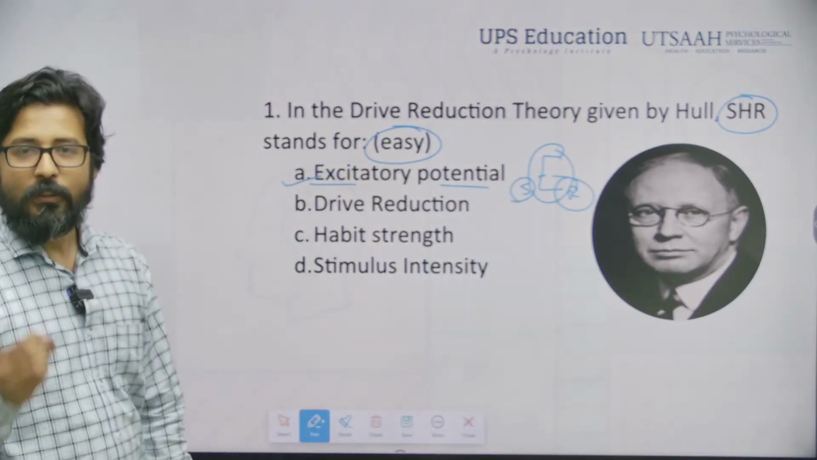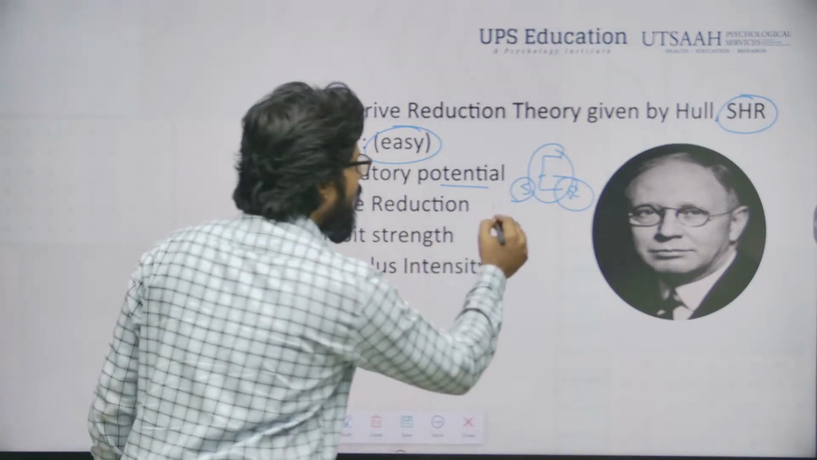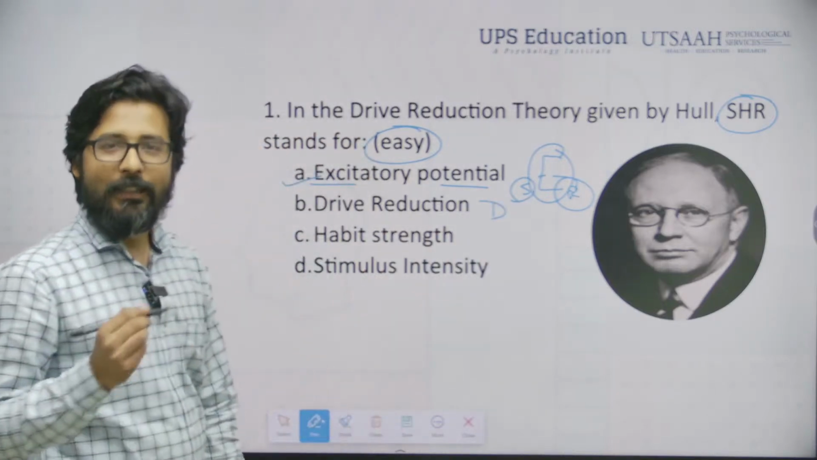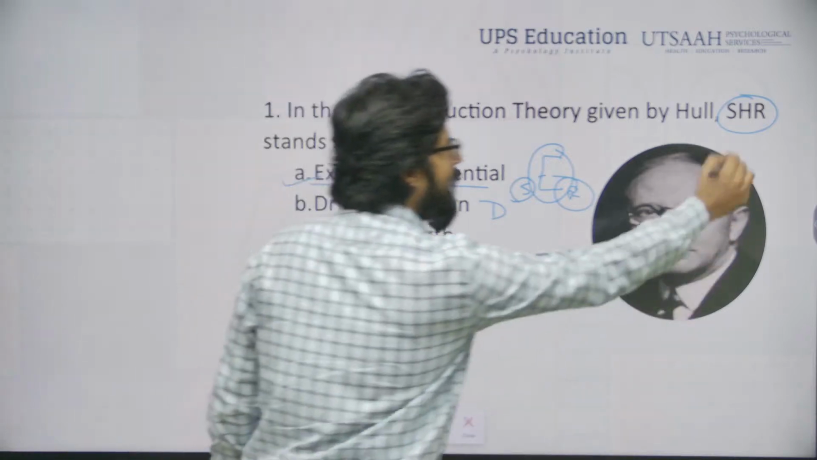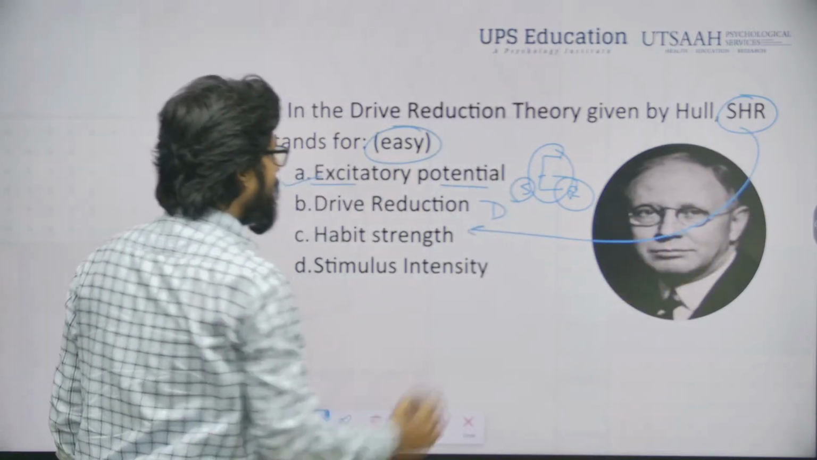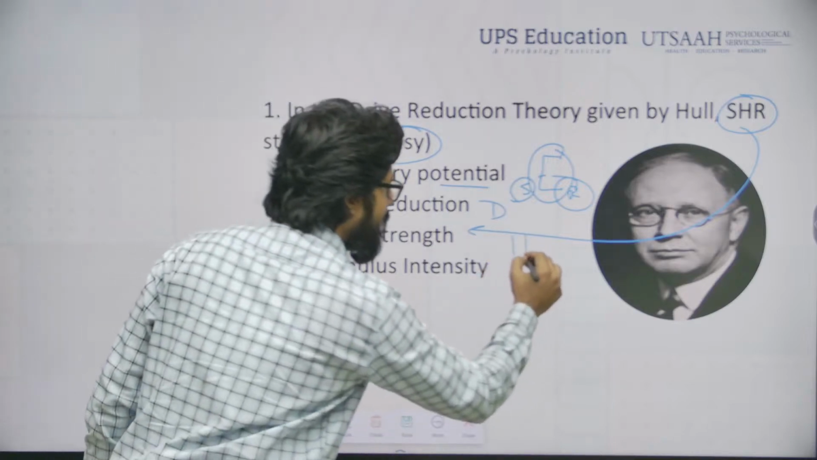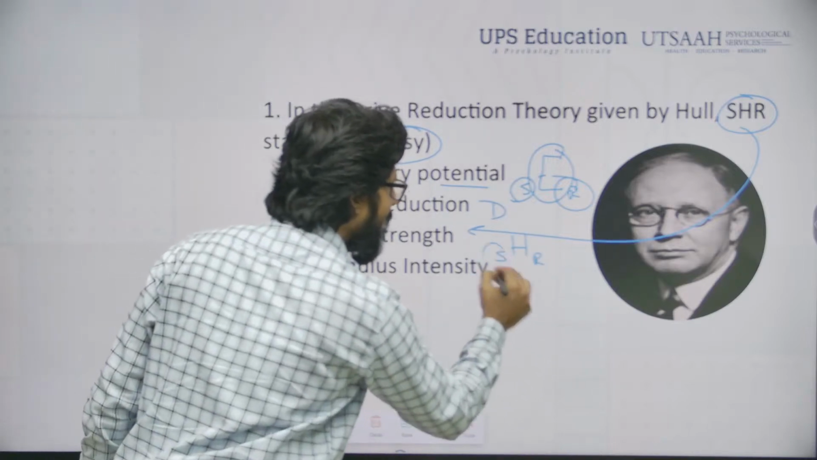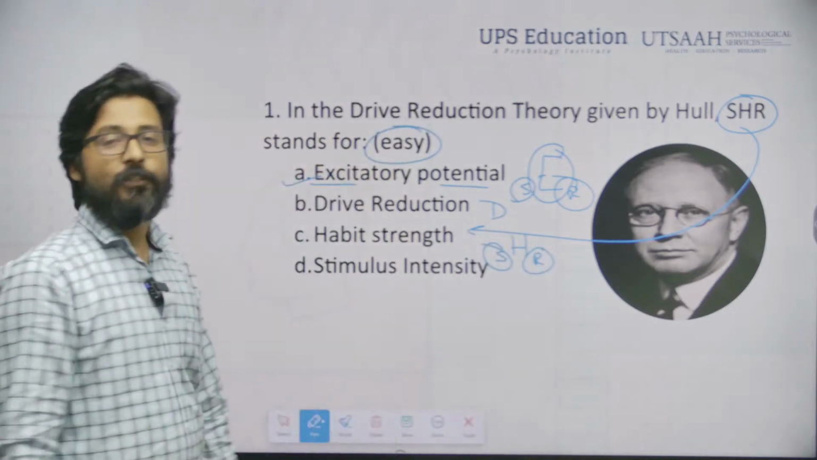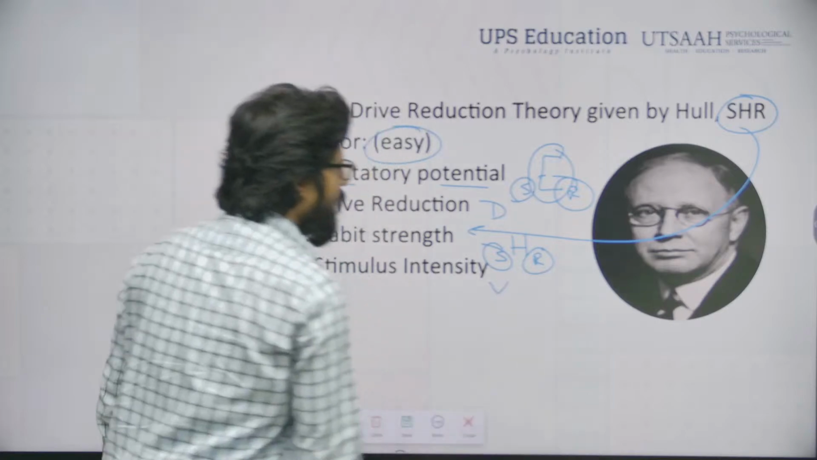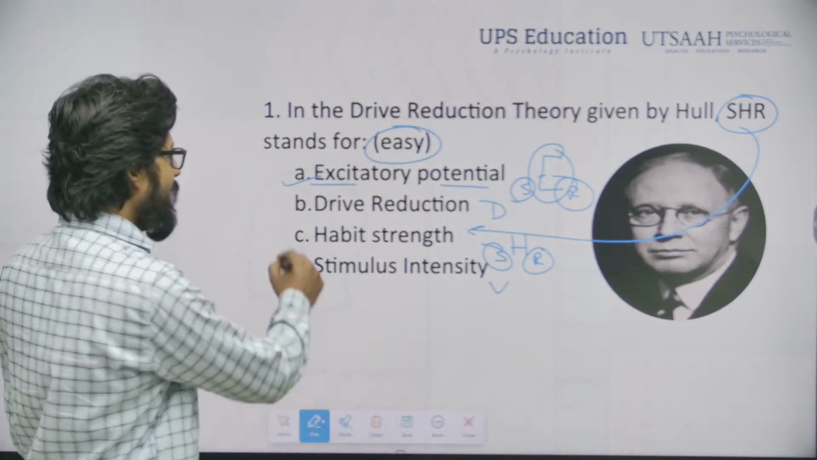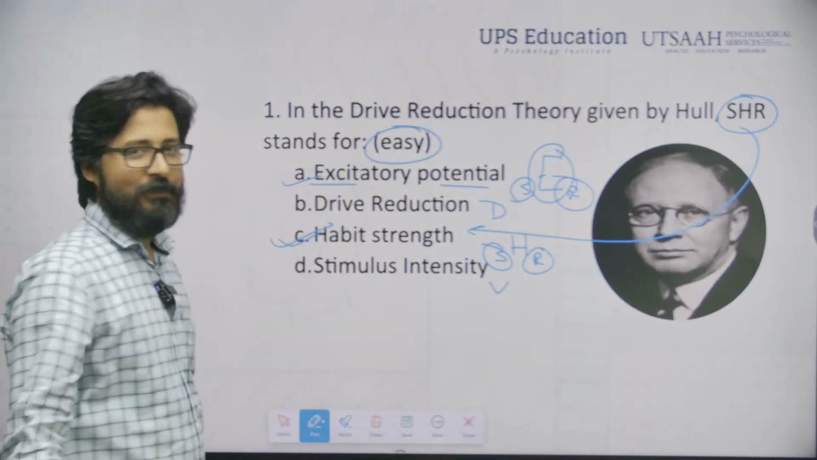When we talk about drive reduction, we are presenting it by the symbol D. When we are talking about habit strength, this will be related to HSR. That means again, S is stimulus, R is response, and V is stimulus intensity. So now we are aware the correct answer is habit strength. Fine? Okay.